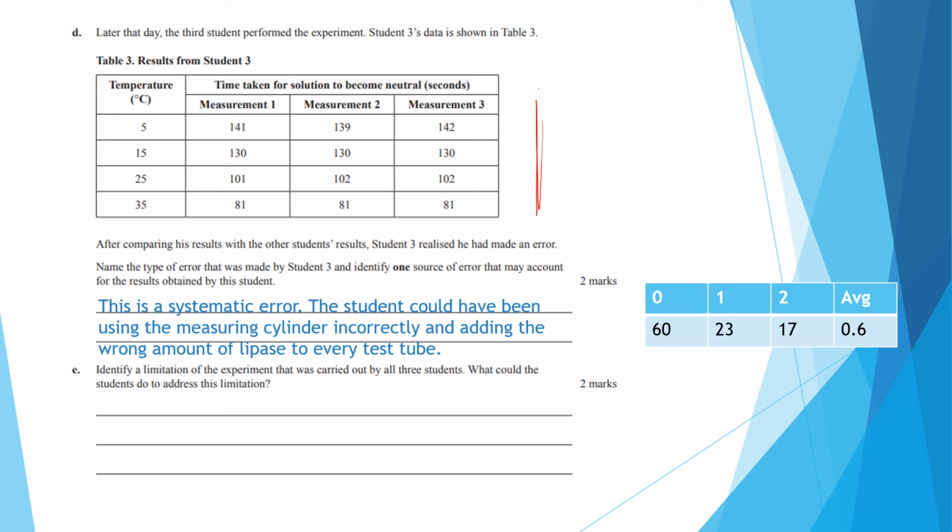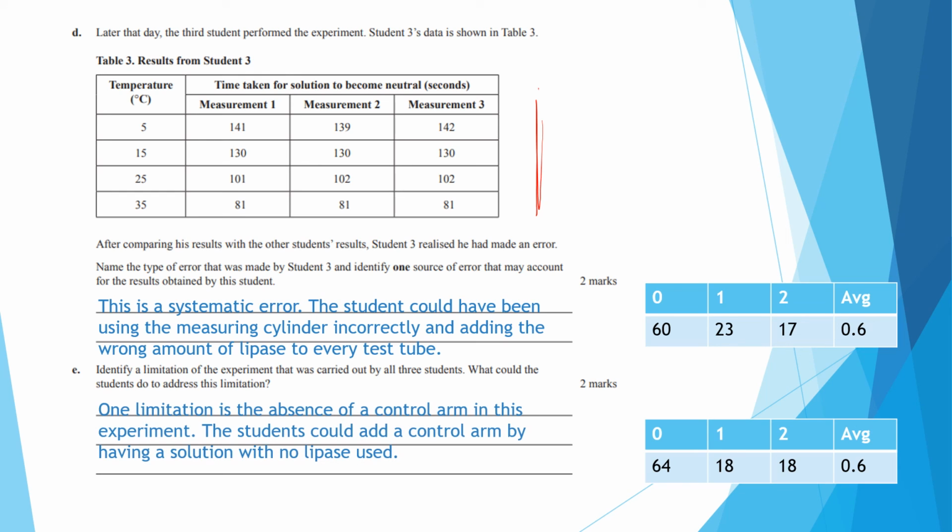And the last question, part E, asks you to identify a limitation of the experiment that was carried out by all 3 students and what they could do to address this limitation. Here you could mention the fact that there is no control design for this experiment, and the students could address this by adding a control arm where no lipase is added into the test tubes. Other answers could be that the temperature was only tested from 5 degrees to 35 degrees Celsius, and the students could increase the range of the temperature that they test. But this is just an example.